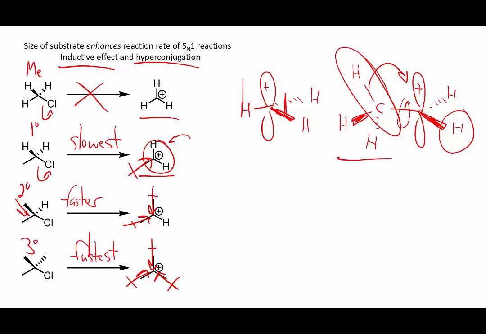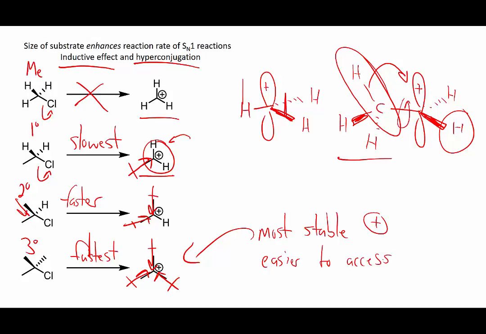And again, energetically, this all boils down to the fact that if we have a tertiary substrate, the inductive effect and the hyperconjugation is going to give you the most stable carbocation. And a more stable state is easier to access, which means it will require less activation energy, and the reaction will move more quickly.